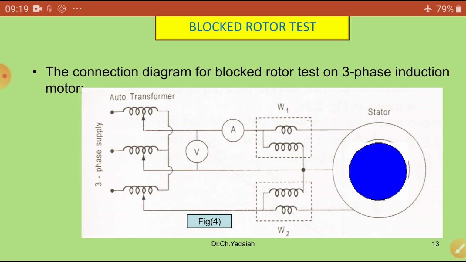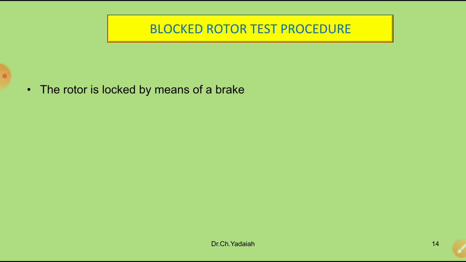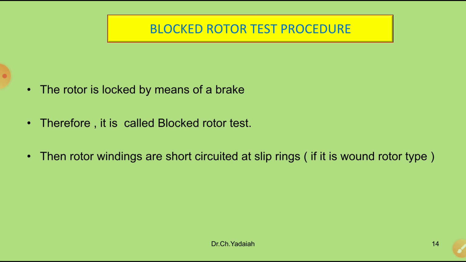What are the calculations we are going to do? First, what is the salient feature? The rotor is locked by means of a brake, therefore it is called the blocked rotor test. The rotor is blocked, it is not in a movable position. Then the rotor windings are short circuited at the slip rings in case of a slip ring induction motor.